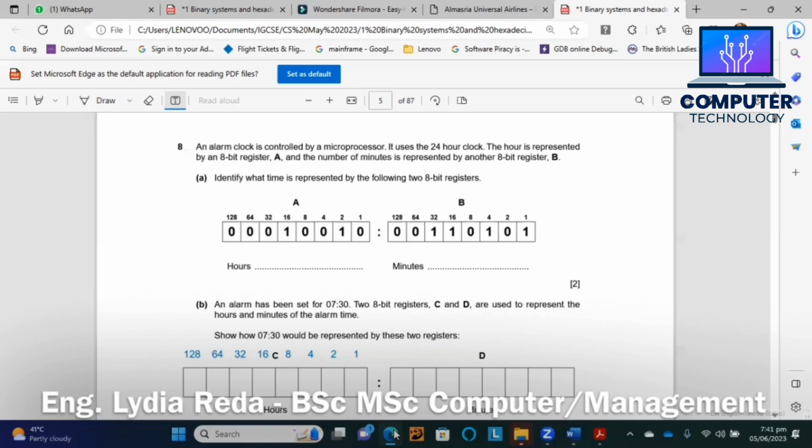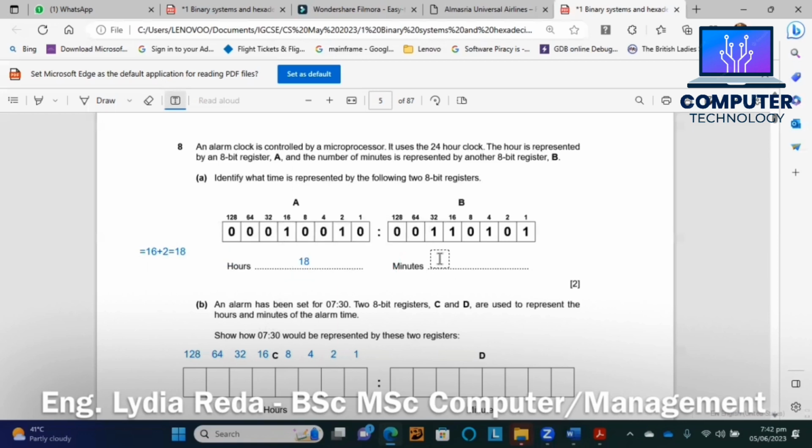Identify what time is represented by the following two 8-bit registers. As simple as we will neglect all the zeros because 0 times anything is 0. Then we will respect the ones. So here I have a 16 and a 2, so it is an 18. So I am in 18 hours.